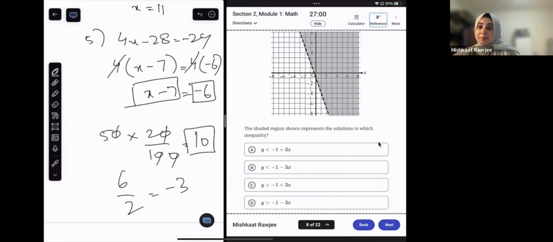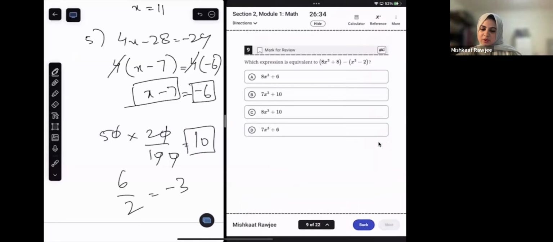So it can either be B or D. But what is it going to be? Is it going to be y is less than -1, -3x, or is it going to be y is greater than -1, -3x? It would be greater than, because we're choosing all the y's that are above this, everything above here, right? So it would be all the ones on top. So it would be y is greater than -1, -3x. So it'd be D for this one. Let's get to the next one.